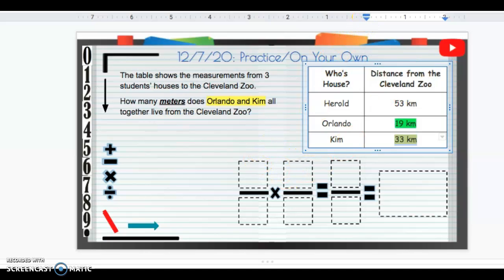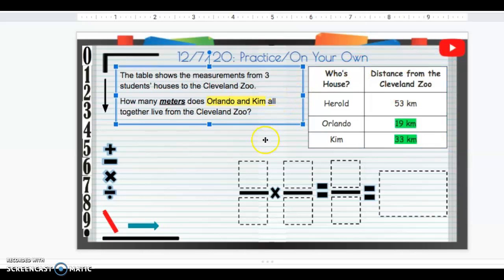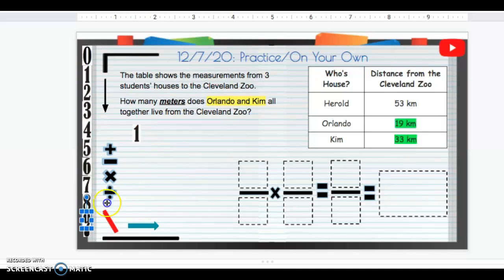Okay. Oops, we want that to be green. So if we want to know both of them, we have to first figure out what the distance of both of them is together. So we have to add those two numbers up. So we're going to add 19 plus 33. And remember, when we add, we make sure we line up our digits.